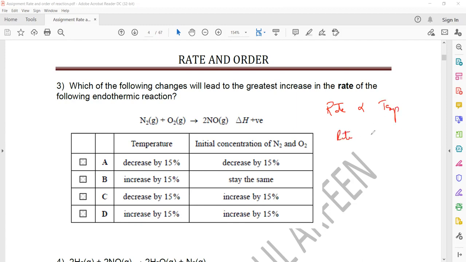D. Yeah, that's right. Rate of the reaction is directly proportional to concentration. So if you increase the amount of the reactant, the rate will increase. And if you increase the temperature, the rate will also increase. Whether the reaction is exothermic or endothermic, the rate is directly proportional to temperature.